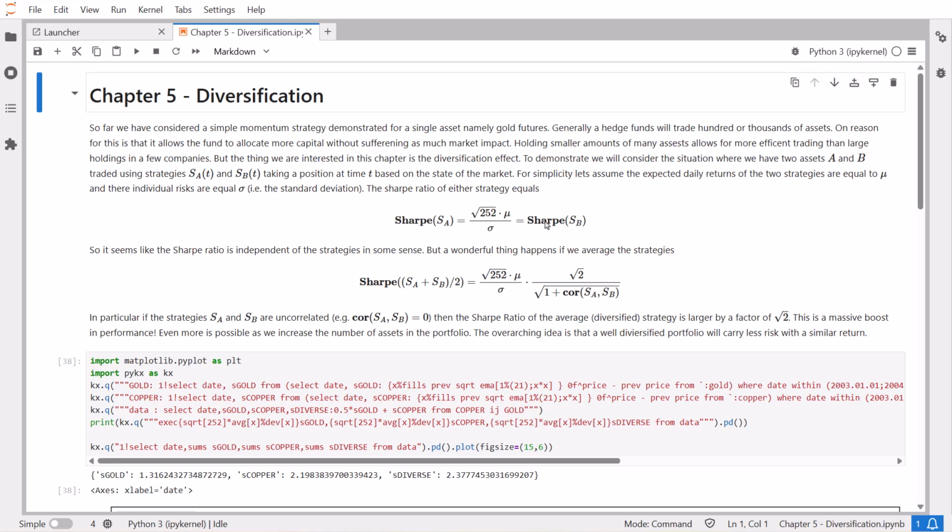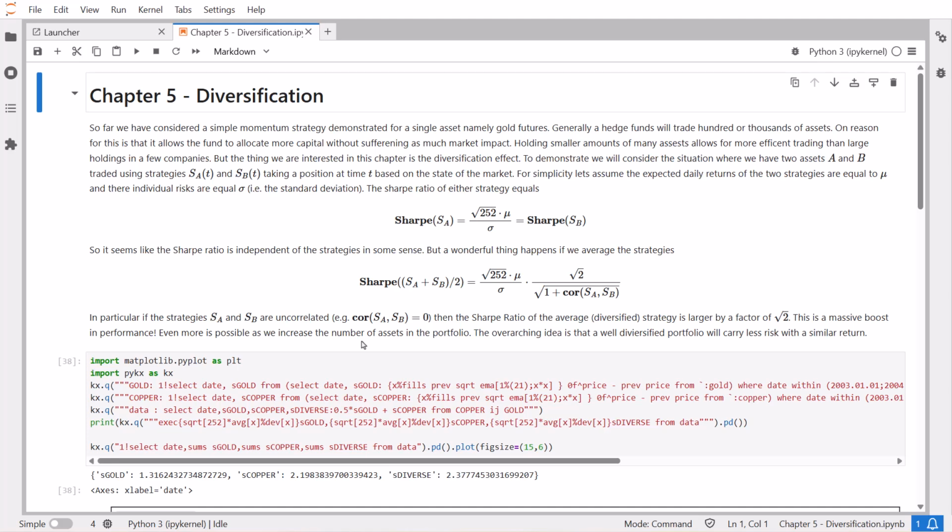So that's why back in chapter 3, when we looked at a momentum signal that was the average of a number of signals, we said there should be some boost in the performance, some diversification effect. And that's exactly what we're seeing here in this multi-asset case. We're averaging the returns from two different strategies, and we're getting a big boost given the strategies are uncorrelated. So the Sharpe ratio of the average diversified strategy is larger by a factor of square root of 2, and this is a massive boost in performance. Even more is possible as we increase the number of assets in the portfolio.